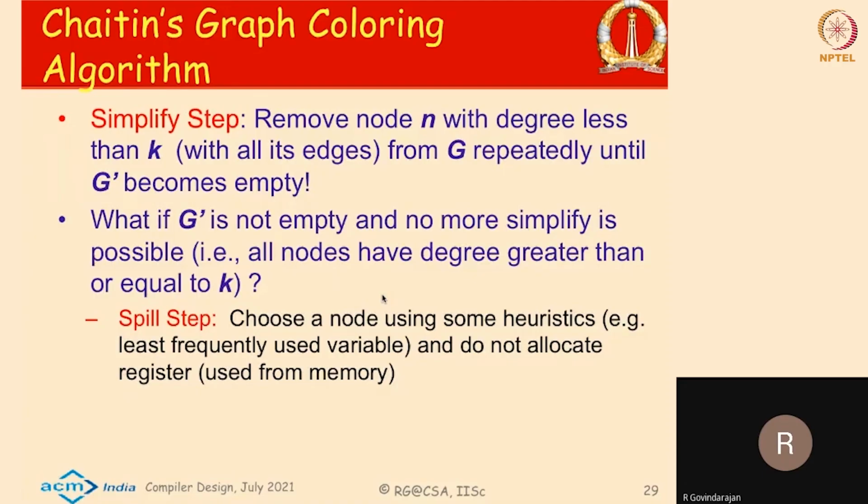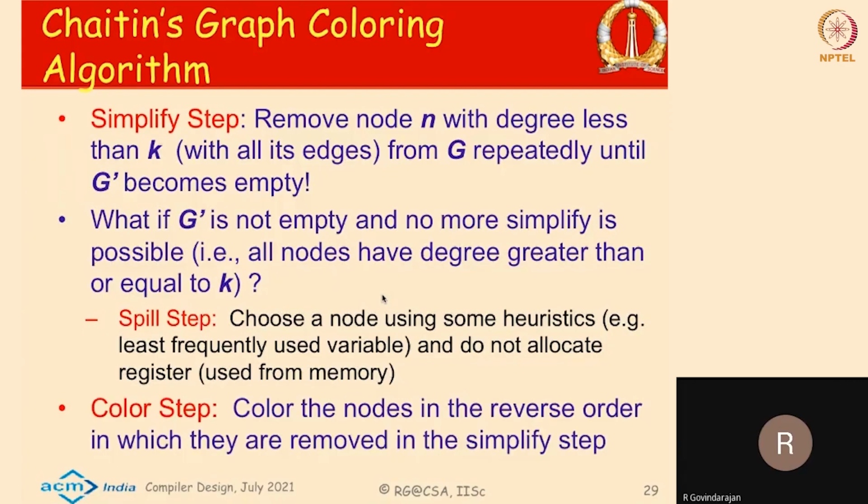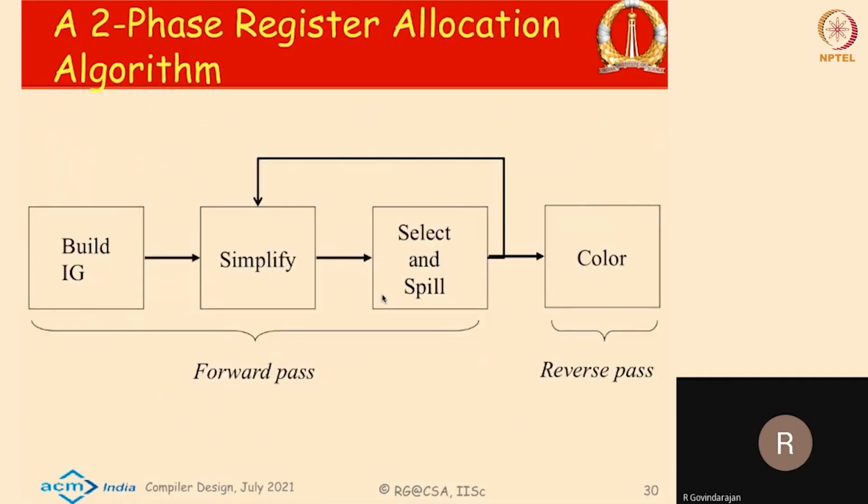Now, once you have removed all the nodes in your interference graph, you have all your nodes pushed into a stack in some order. You pop them in the reverse order and you color them. That is the next step. So color the nodes in the reverse order in which they are removed in the simplify step. And you try to color them if they are not spill nodes. If they are spill nodes, you say that they are going to be used from memory. That's essentially Chaitin's algorithm.